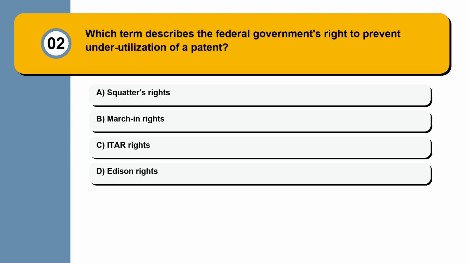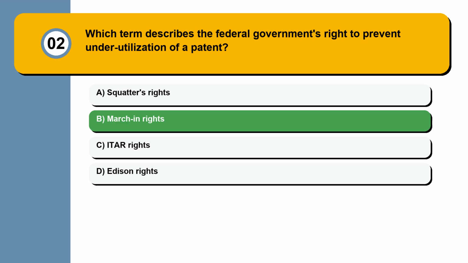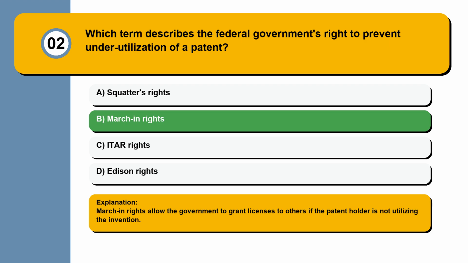Question 2. Which term describes the federal government's right to prevent underutilization of a patent? Squatters' rights, march-in rights, ITAR rights, Edison rights. March-in rights allow the government to grant licenses to others if the patent holder is not utilizing the invention.